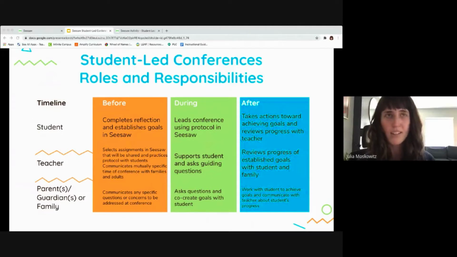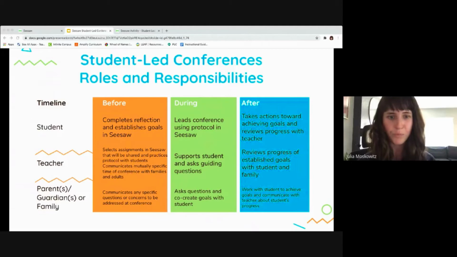Parents, if they have any questions, that's where you can mention that this would be a really good time to discuss what they need. Maybe they need some more support with Seesaw. What does it look like in the school? How should I be supporting them at home? So just thinking about possible questions that you might get.